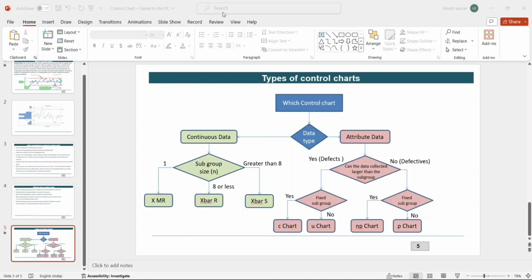In our previous videos, we have seen about IMR chart or XMR chart, and in another video, we have seen about X bar R chart, which is control chart for continuous data, but the data is collected in the form of subgroup and subgroup size is less than 8. In this video, we are going to understand about the X bar S chart, which is again control chart for continuous data, but the subgroup size is greater than 8. Let's see how this chart will be useful.